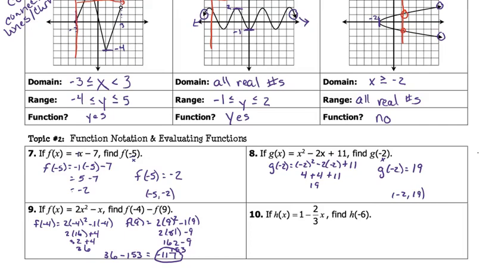Okay, number 10. If h of x equals 1 minus 2/3 x, find h at negative 6. Again, this is x. So h at negative 6 equals 1 minus 2/3 times negative 6. So this would be 1, what is negative and a negative? It is a positive. And 2 times 6 is 12, divided by 3 is 4. So this would be 1 plus 4, which is 5. So I could say that h at negative 6 equals 5.